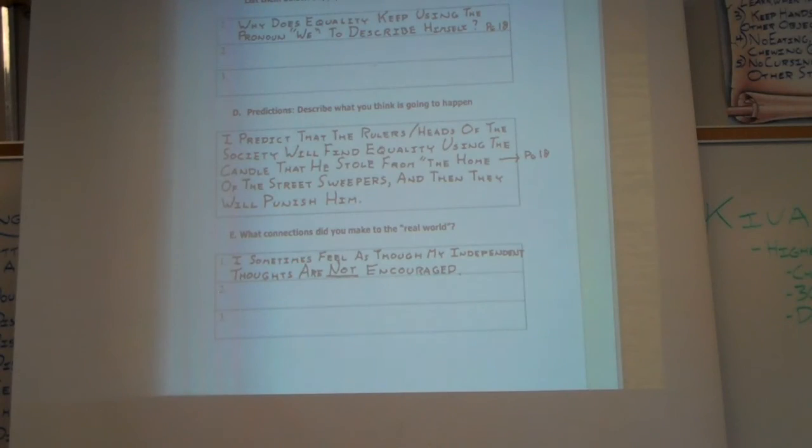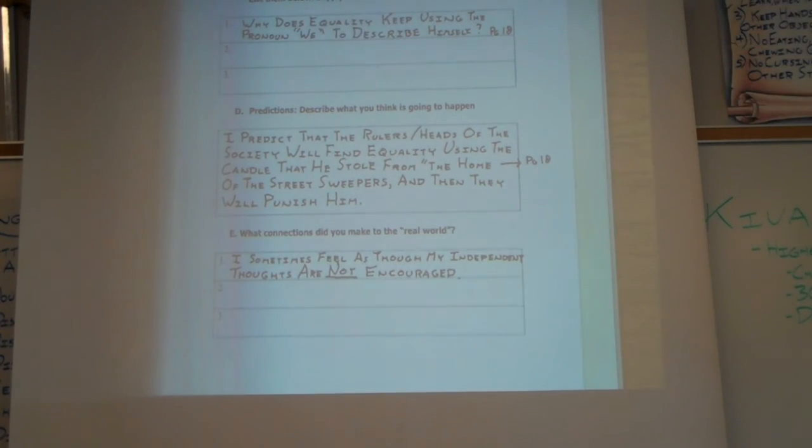For example, I sometimes feel as though my independent thoughts are not encouraged. In the text, the main character, Equality, has issues with what he perceives to be his own independent thoughts not being welcomed by the collectivist society. I too sometimes feel like what I have to give isn't encouraged by some members of my society, so that's something I have in common.